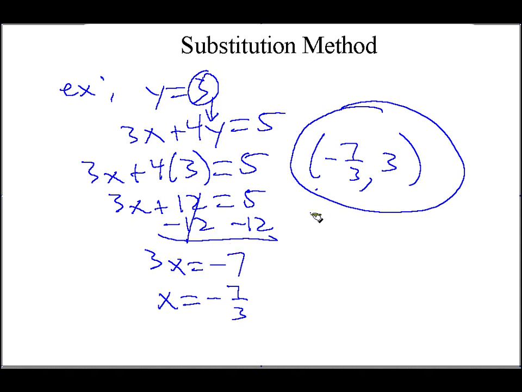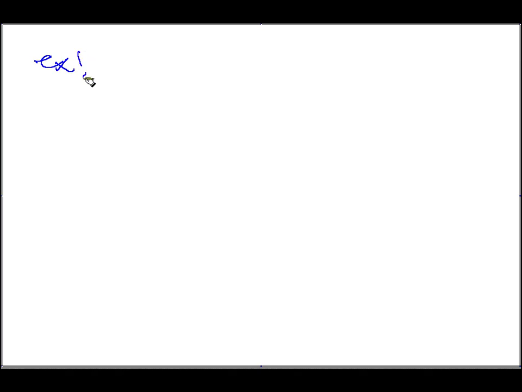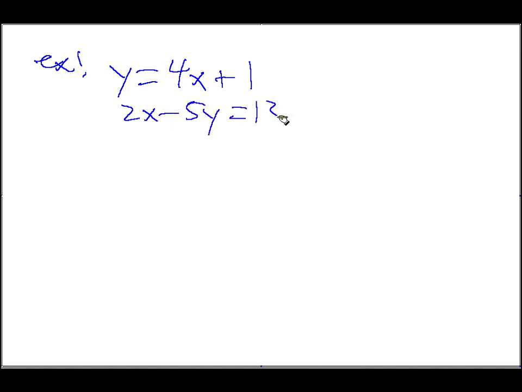All right, but let's look at another one. Let me clear out the screen here. Okay, let's try this problem. Let's look at, for example, y equal to 4x plus 1. And 2x minus 5y is equal to 13. Let's see how this linear system turns out. So I'll solve this by the substitution method here.